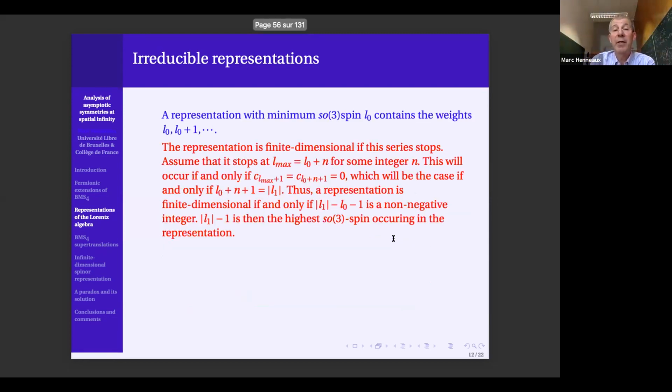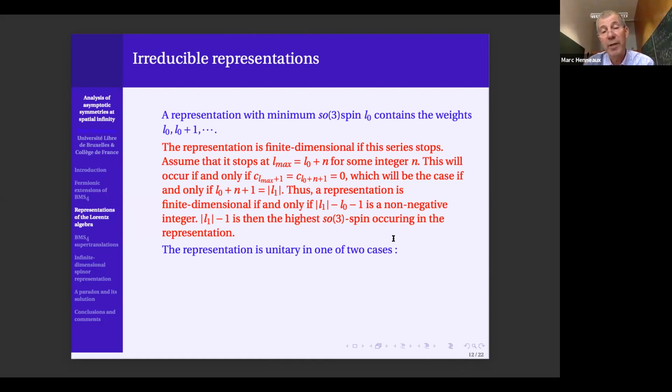And so that will happen if L1 differs from L0, well, since we have only L1 squared, so it's really the absolute value of L1, differs from L0 by an integer. And then you can show that the maximum spin that will be present is L0 plus n, if L1 is L0 plus n plus 1, okay? But in the other cases, the representation will be infinite dimensional. It will start at L0, but it will never stop. You can increase the SO3 spin forever.